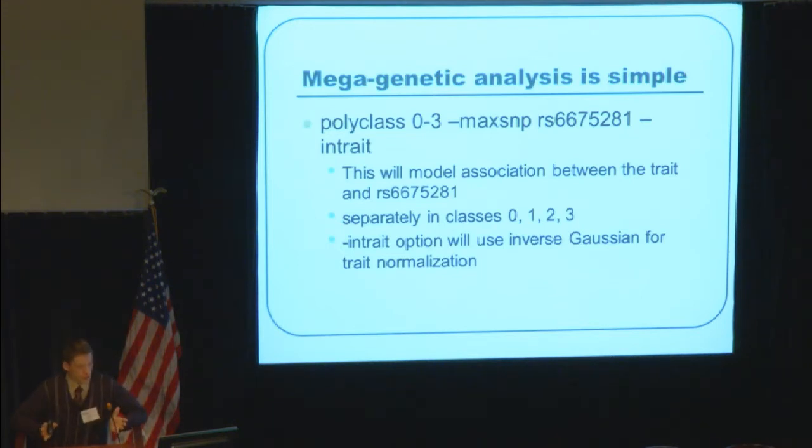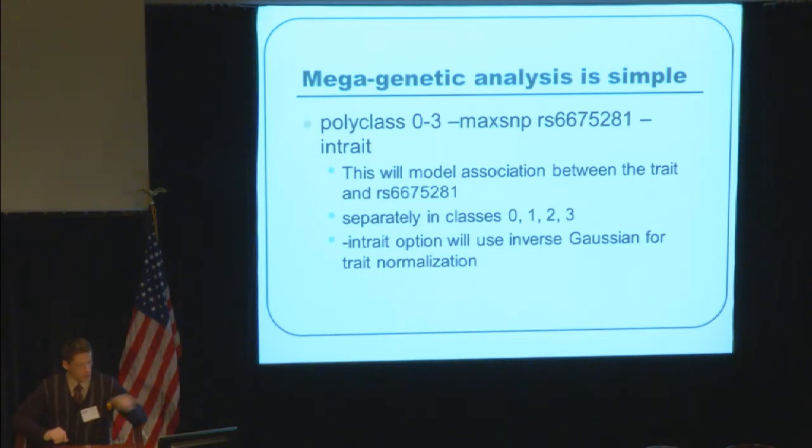So megagenetic analysis makes this processing very, very simple. You basically type polyclass 0-3, which indicates that you would like to include in this analysis all 4 classes. Or you can say 0, 1, 3, and this way you perform this modeling on just 3 out of 4 classes. And this is, of course, done for permutation-type analysis of genetic effects.